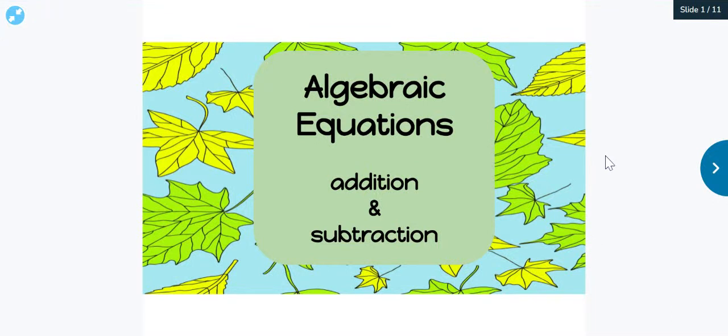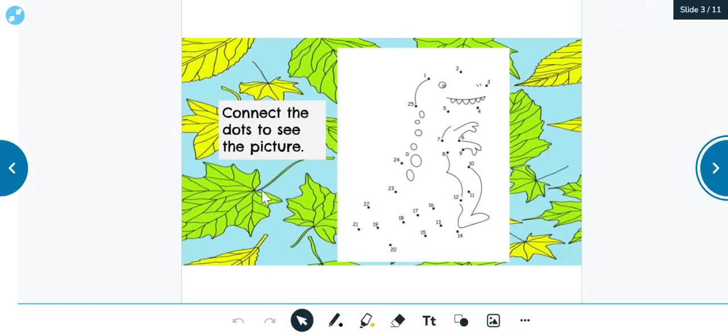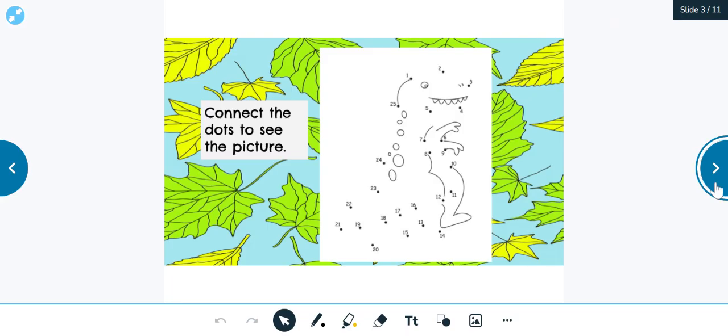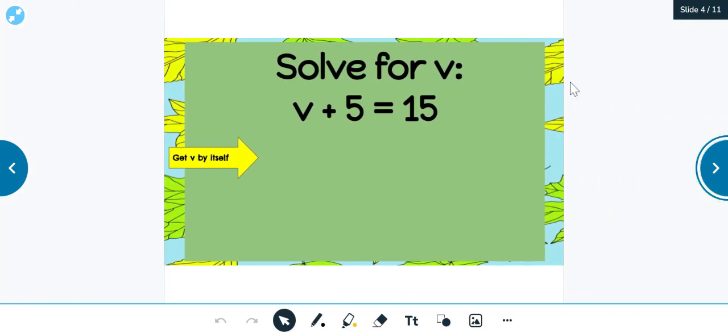Hey guys, today we're solving one-step equations using addition and subtraction on this Nearpod. Okay, and you can connect the dots if you like. Alright, so here's the first problem.